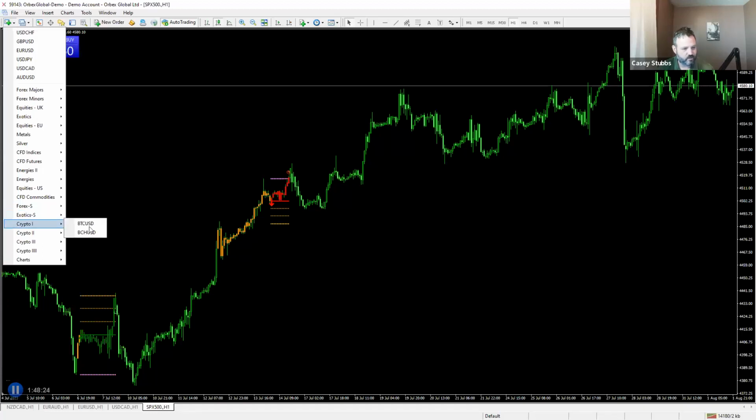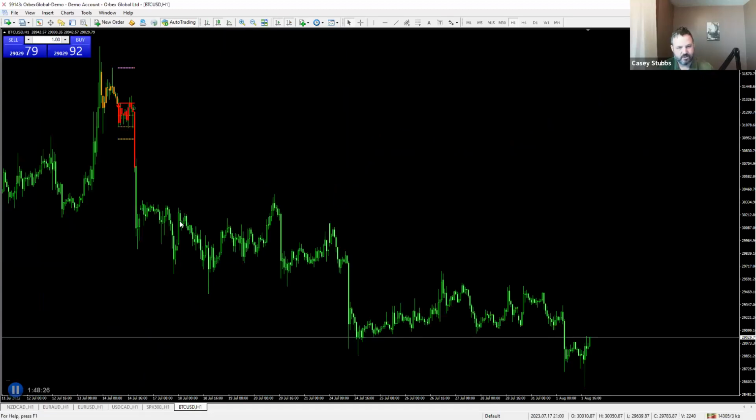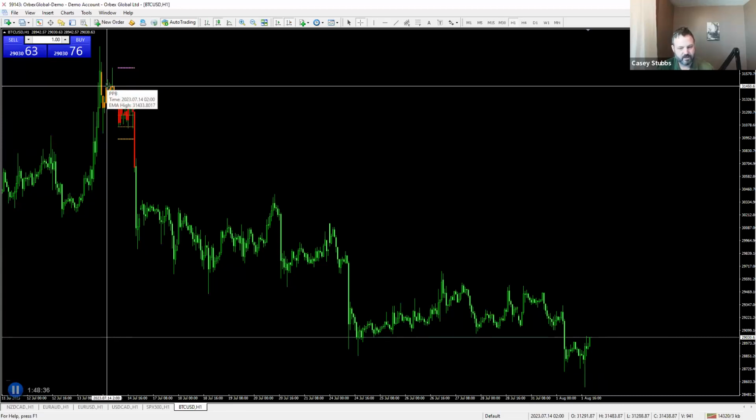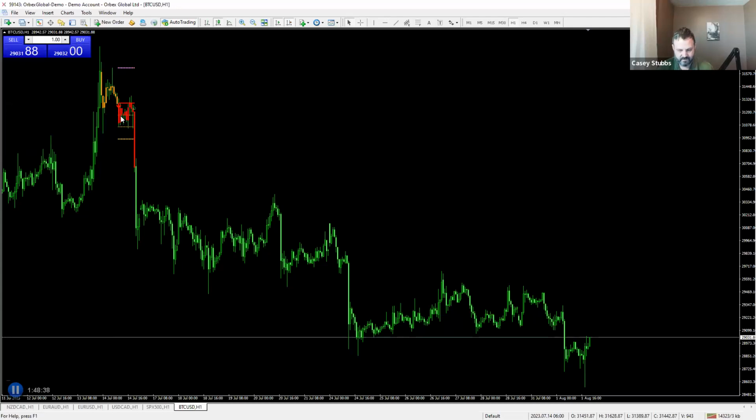So let's take a look at Bitcoin. You can just pull it up. Here was an amazing sell trade right here on Bitcoin. This happened on July 15th right here. A nice entry on Bitcoin, and it probably is getting ready to set up here for a buy trade. But Bitcoin had a great setup, and I really enjoy crypto.